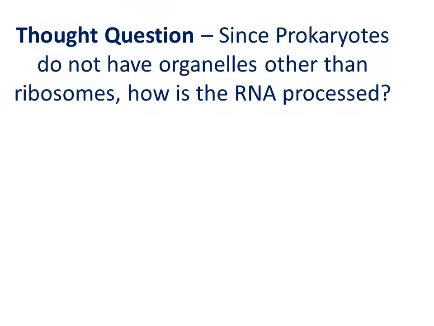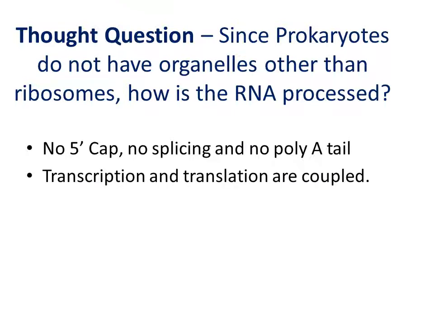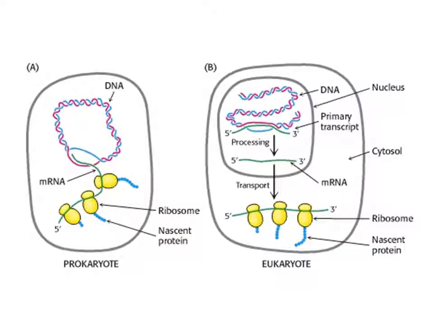Another question for you is, since prokaryotes, bacteria, do not have organelles other than ribosomes, how is the RNA actually processed? Well, they have no 5' cap, they have no splicing, and they have no poly A tail. Their system of gene expression is greatly simplified. Also, transcription and translation are coupled and are happening simultaneously. So it looks like the following.